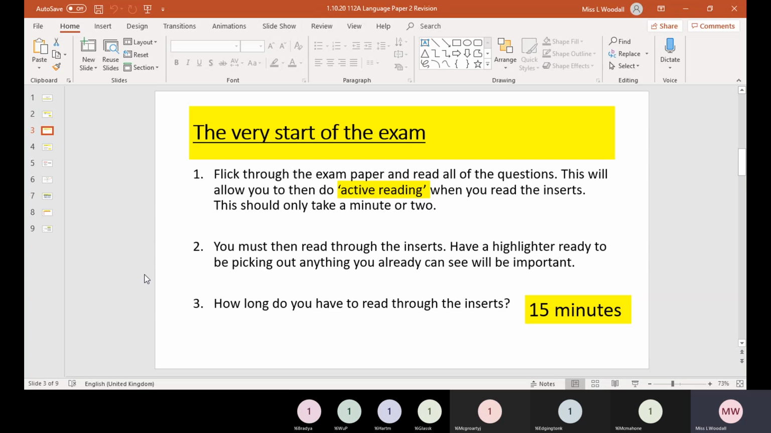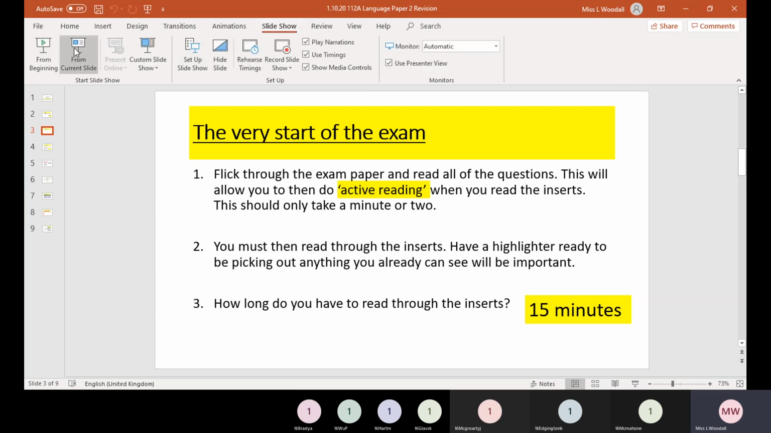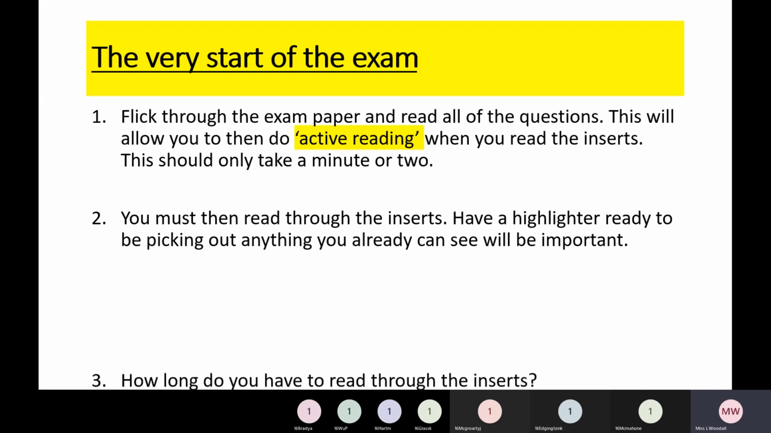Right, so please remember you have 15 minutes. That's really not a lot of time for paper 2. That is just over 7 minutes per insert on paper 2. So do be aware of the time. Let's flick through like this.